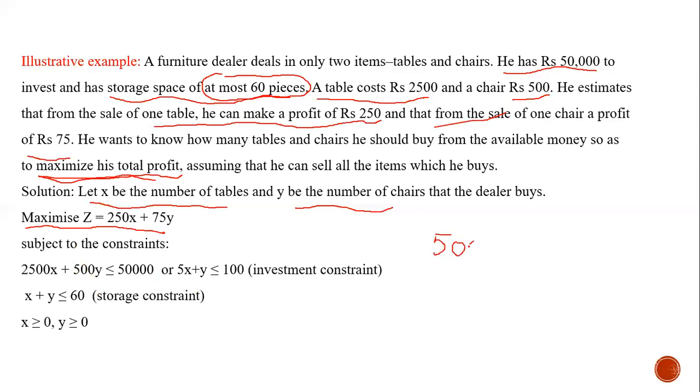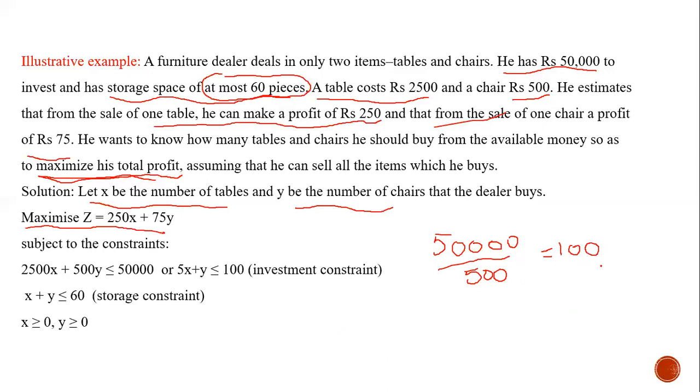So 50,000, and for him a chair would cost rupees 500. So therefore divided by 500. Because a chair would cost him 500, we have divided the total amount by the cost of a chair. So we get 50,000 divided by 500, so it becomes 100. So within the money he has, he can invest on 100 chairs.